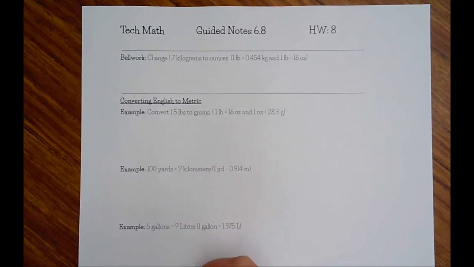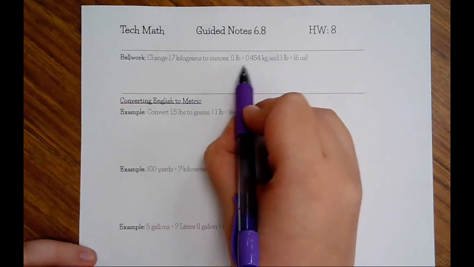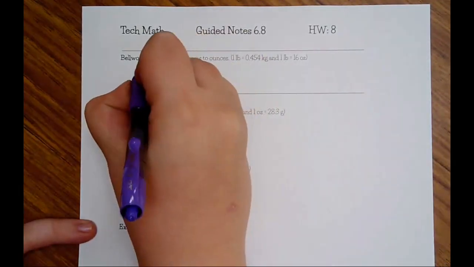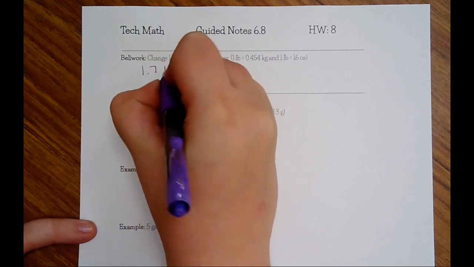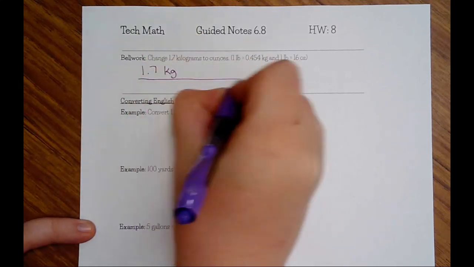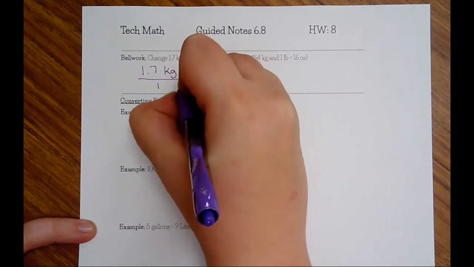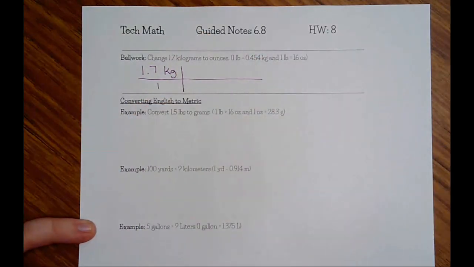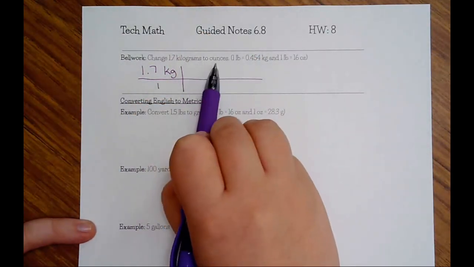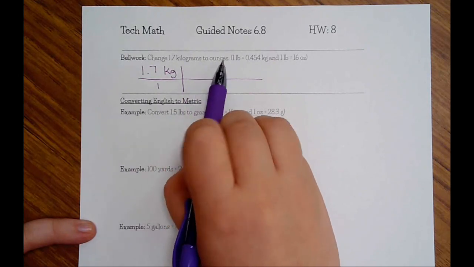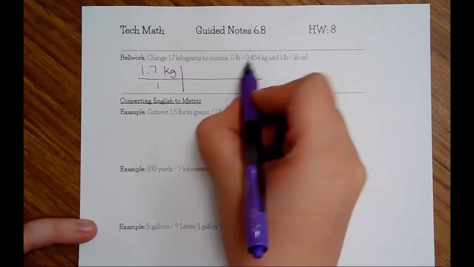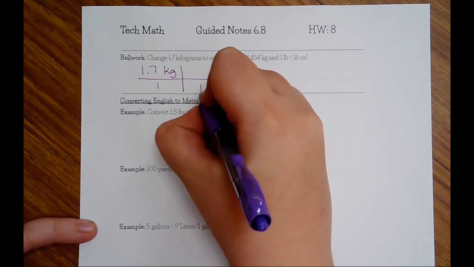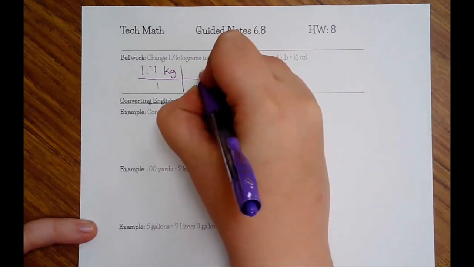So for the bell work, we need to change 1.7 kilograms to ounces. And the two conversion factors you need are right here. So we're going to start out the same way we always do. We're going to start out with 1.7 kilograms over 1. We can't go directly from kilograms to ounces. We need to go from kilograms to pounds to ounces because those are the conversions that we have right here. We know our kilograms. If I write this down, I get ounces.